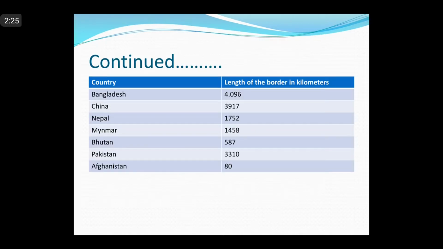Just now I discussed that India shares a 15,200 kilometer long border with these countries. You can see here that the length of the border in kilometers is given on the right-hand side, along with some countries' names. This is the length of India's border with the neighboring countries. When you add the borders of Bangladesh, China, Myanmar, Pakistan and Afghanistan, you will get 15,200 kilometers.